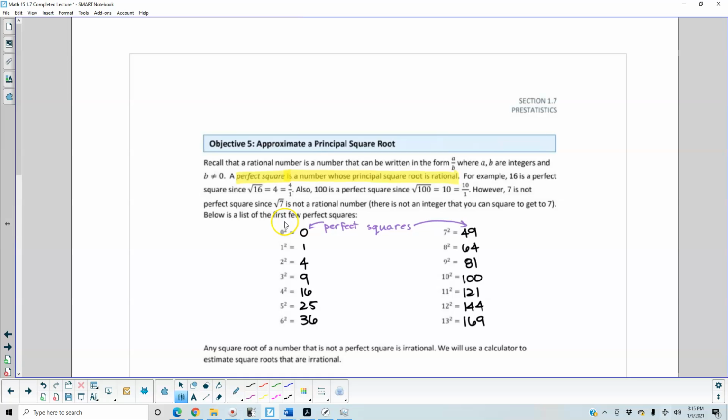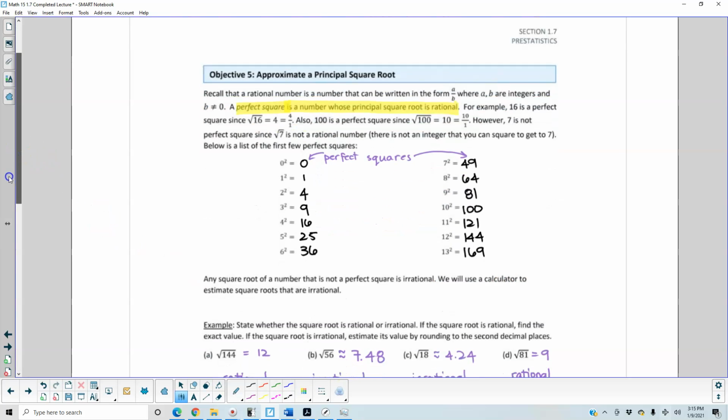Below is a list of the first few perfect squares. 0 squared is 0, 1 squared is 1, 2 squared is 4, 3 squared is 9, and so on. So these numbers are all considered perfect squares. Now, any square root of a number that is not a perfect square is irrational. We will use a calculator to estimate square roots that are irrational.